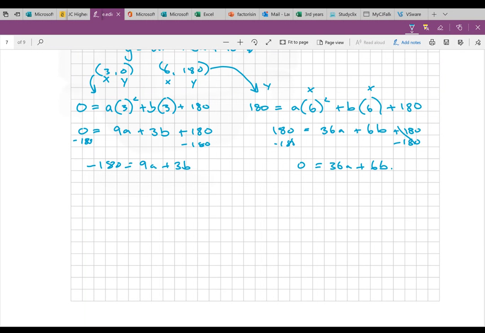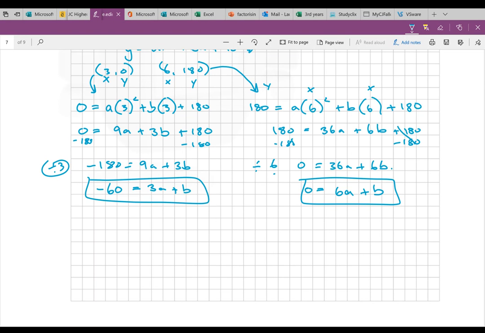Okay, now to make these easier, I could divide this equation by 6, which would leave me with 6a plus b. And I could divide this equation by 3, simply just to make it easier. And you absolutely don't have to. You could do these equations without it. Minus 60 is equal to 3a plus b. And now I do simultaneous equations. 6a plus b is equal to 0. 3a plus b is equal to minus 60.